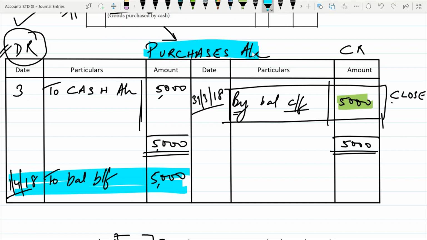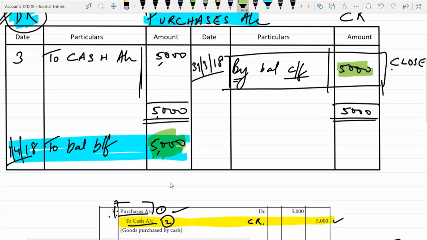First, look at the purchase ledger. Look at the opening balance. The opening balance is written on the debit side. Correct? That means this purchase ledger has a debit balance of 5,000 rupees. So this is the opening balance, or this is the balance of your purchase. It has a debit balance of 5,000 rupees. Now we'll try to balance the next ledger.